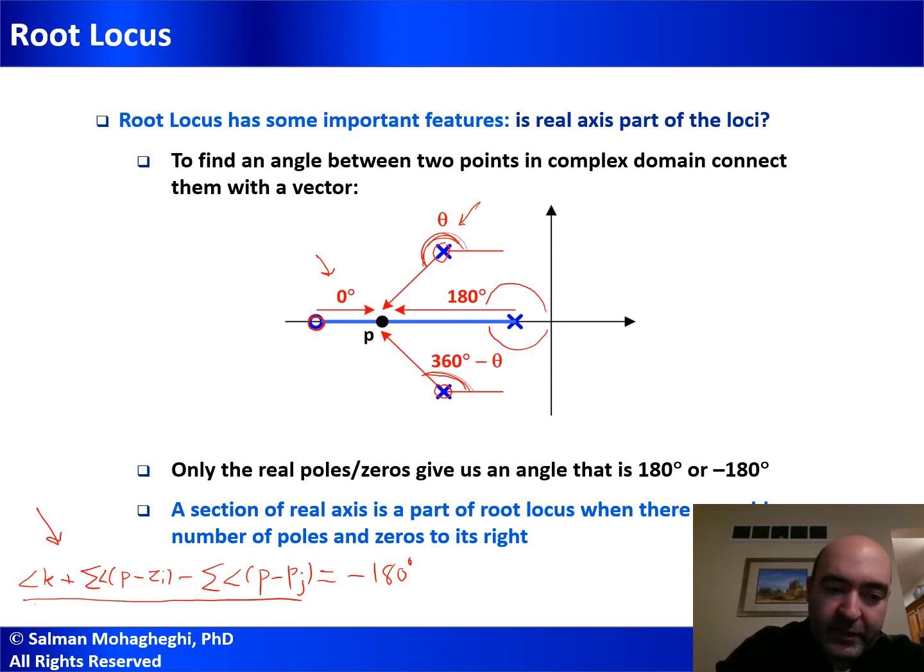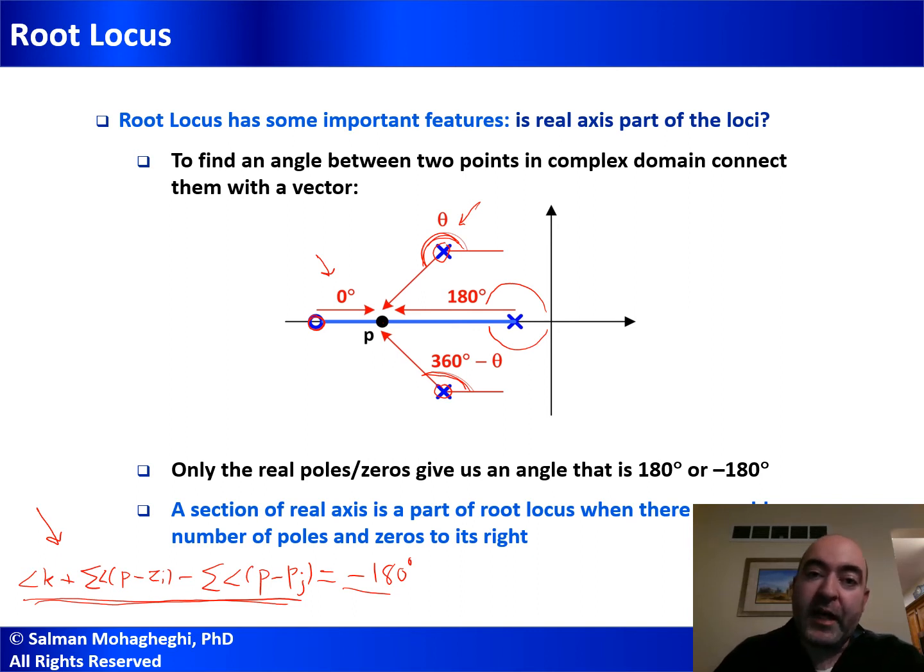If the sum of these angles would add up to minus 180 degrees. Each pole, each zero to the right, will add or subtract either 180 or minus 180. If I have an even number of poles or zeros to the right of point P, the summation of them is going to be either 360 or minus 360, or a multiple of 360, which is going to be the same as 0. So that is not going to satisfy that equation.